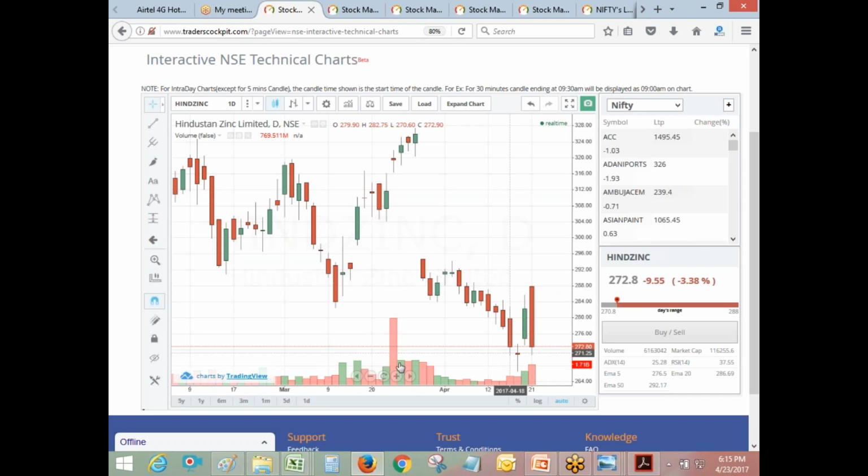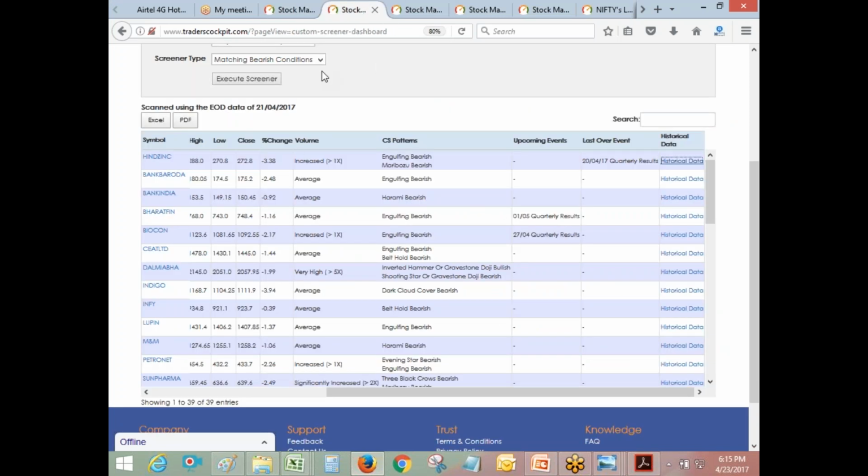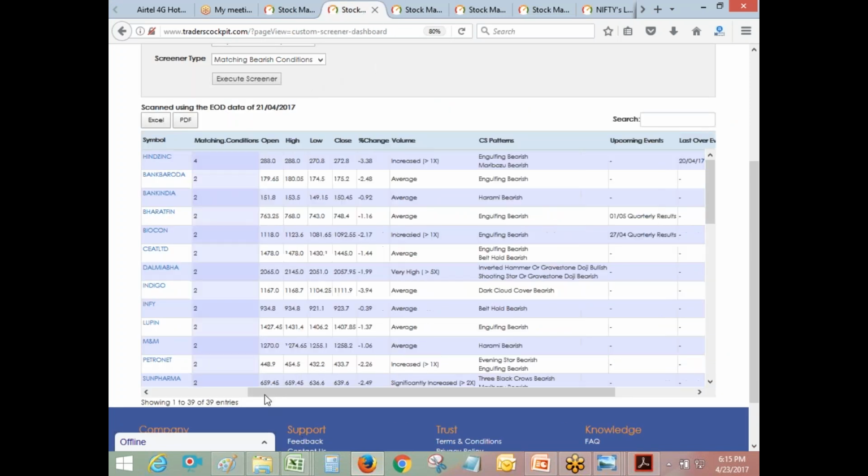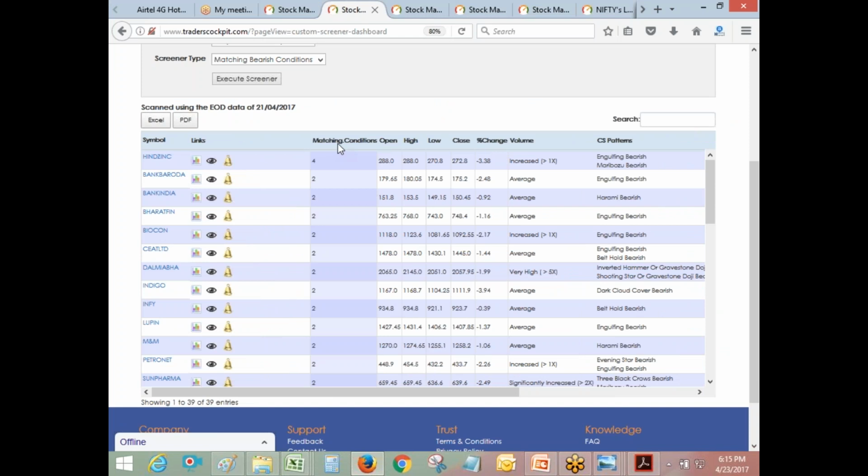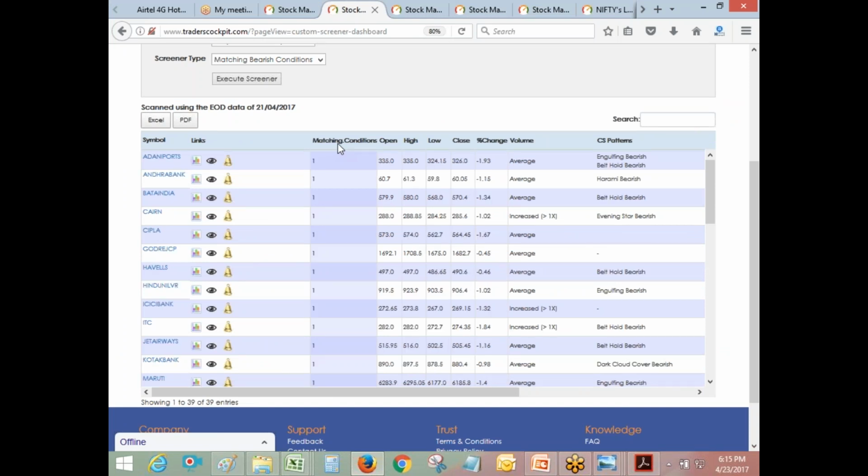Okay, so now if I want to get a fresh trade, I will not look at this chart. I will look at charts where I am getting a smaller number of conditions. So I'll reverse this number of conditions. If I'm looking for a fresh trade and I remove this, then these are the stocks which I'm getting. So I'll open these stocks to see.